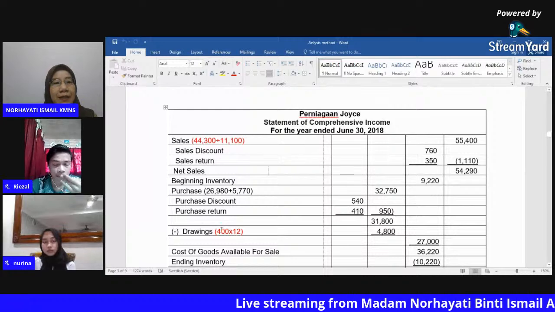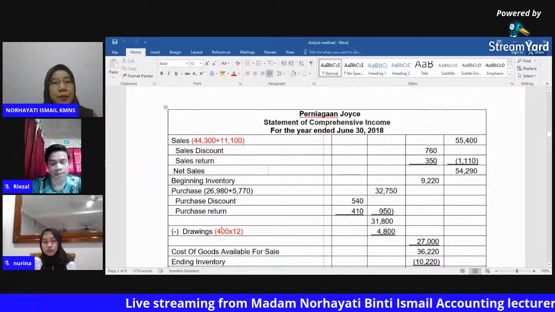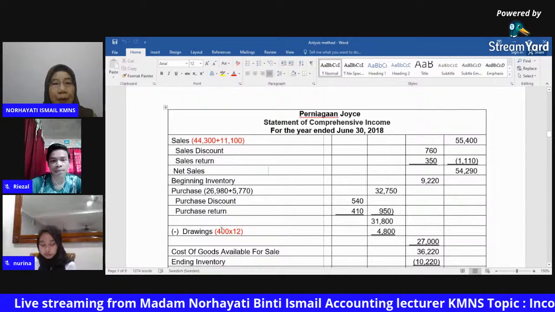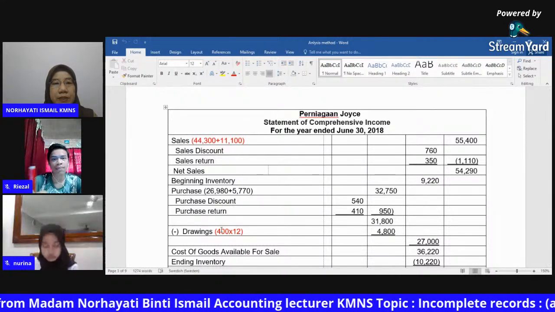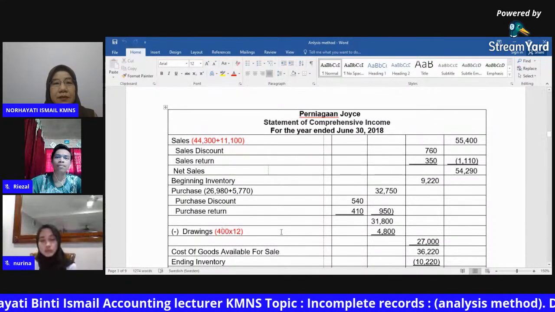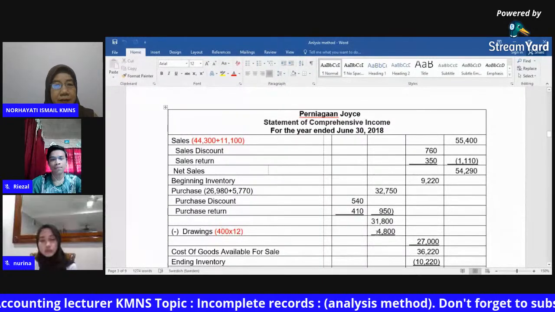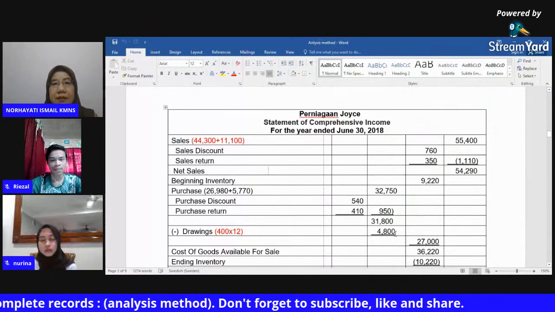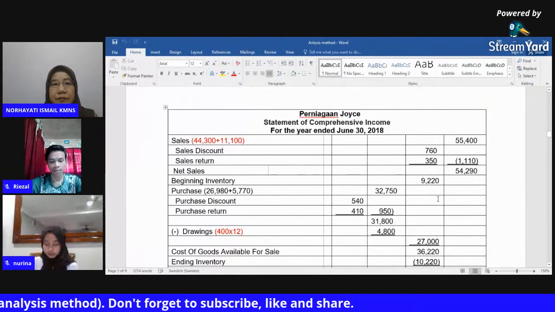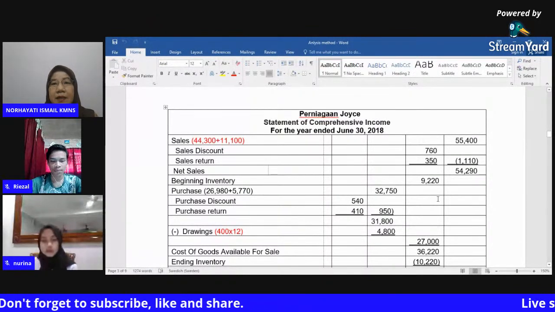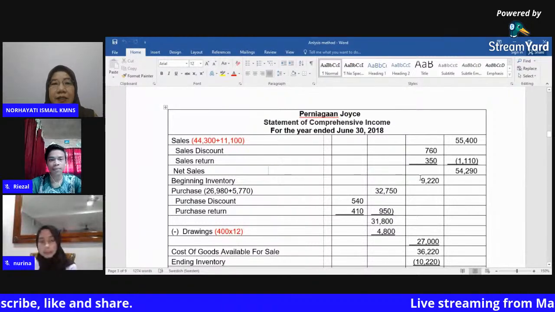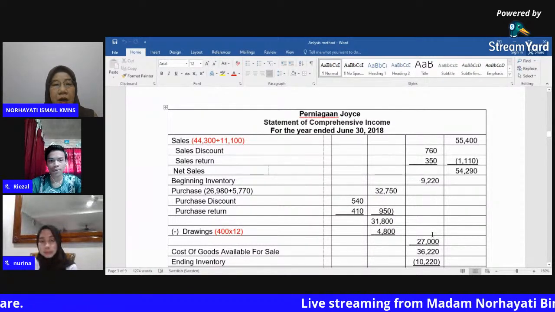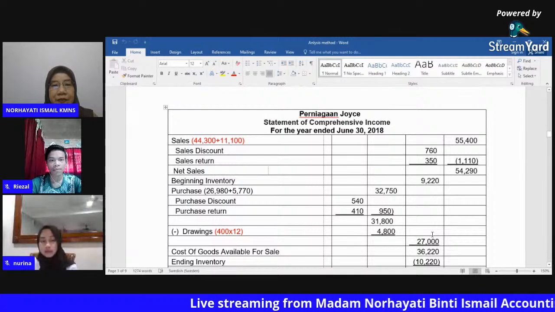So for 1 month is 400. You must multiply by 12 months. So the total for drawing for inventory is 4,800. After that, you get this amount, the net purchase plus the beginning inventory. You got cost of goods available for sale.